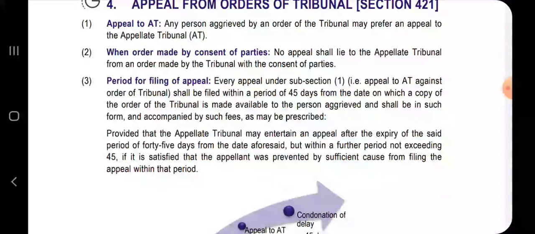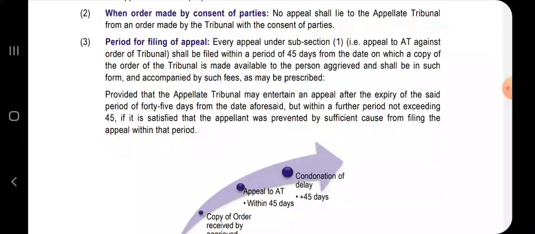It is saying that whenever an order is passed by the tribunal, such order means tribunal's order is passed only with the consent of both the parties to the appeal. If both the parties have already agreed and the tribunal is also agreed and gave order in such manner, now these two parties cannot prefer an appeal before NCLAT. Hope this is clear.